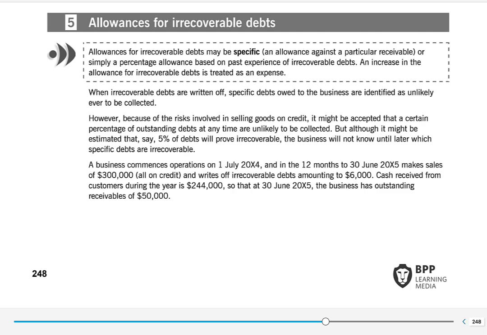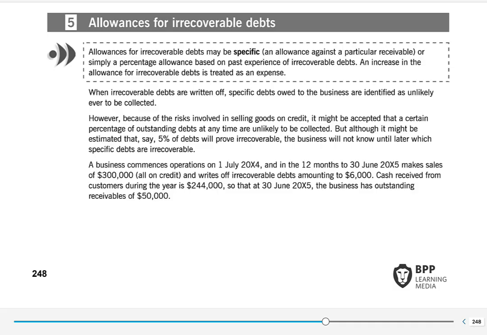2. A general allowance, sometimes called a percentage allowance. This is where you do not know exactly which customers will fail. But based on past experience, you expect, for example, a small percentage of total receivables to become irrecoverable. So you take a percentage of receivables and create an allowance. Both are estimates. Neither is a write-off.